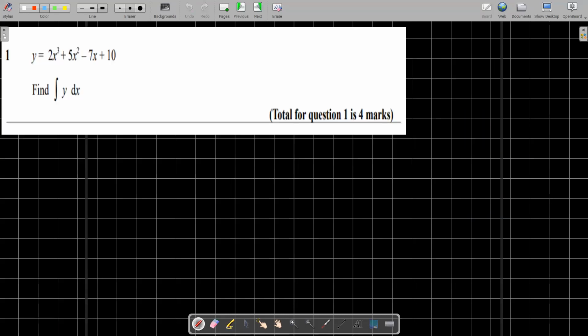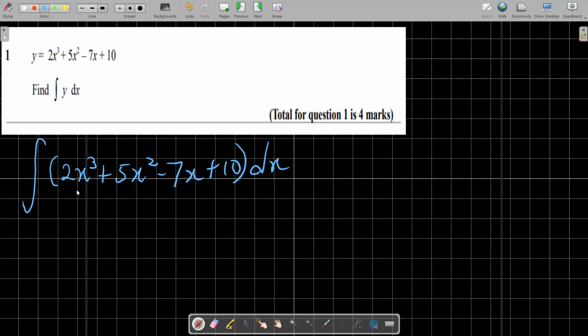Question 1 says y equals 2x cubed plus 5x squared minus 7x plus 10. Find the integral of y dx. In other words, what we are looking for is the integral of y dx, which is simply the integral of 2x cubed plus 5x squared minus 7x plus 10 dx. Remember, you will have to integrate each of these terms to get your answer.